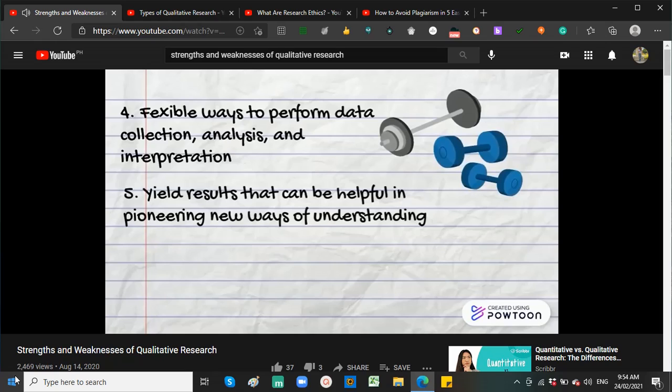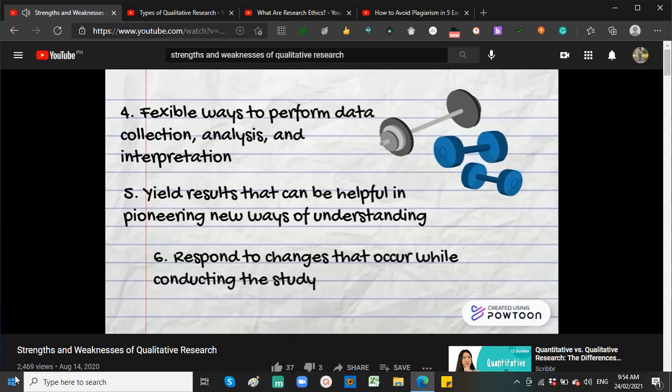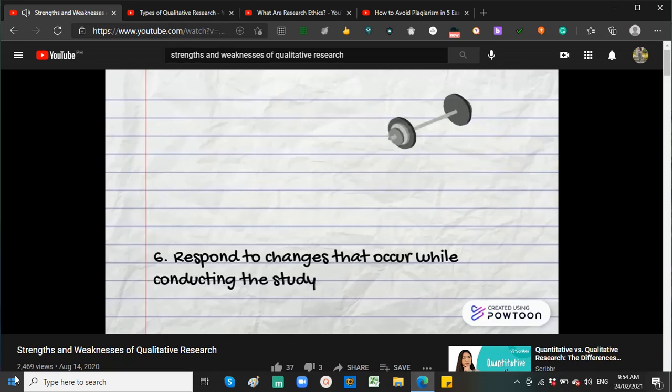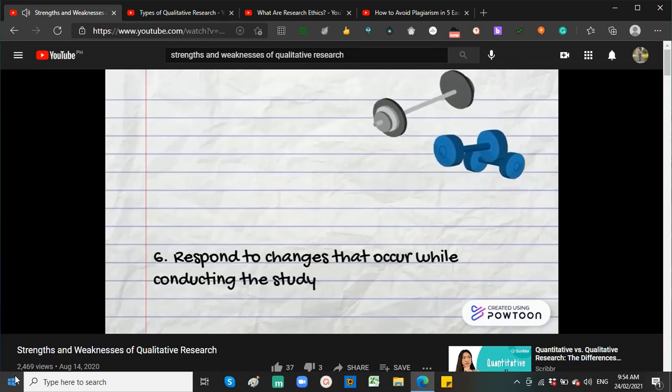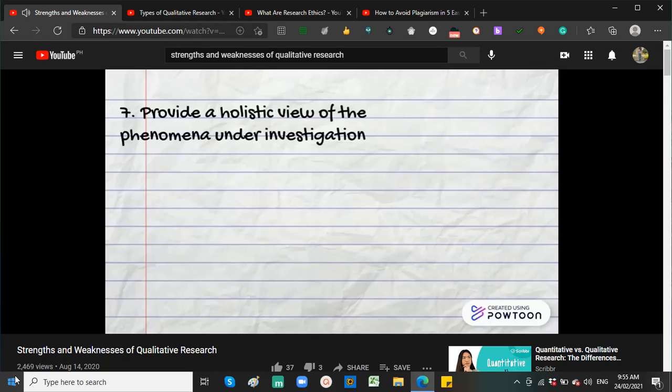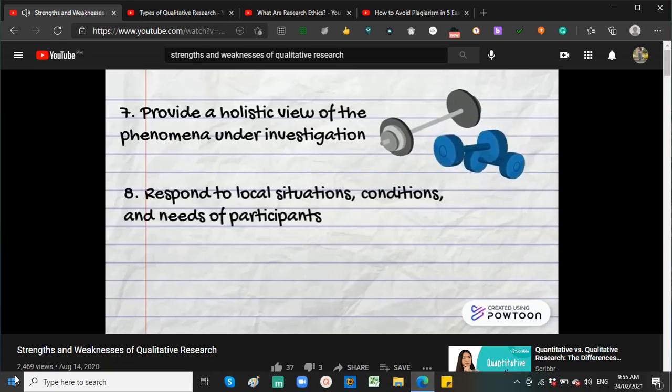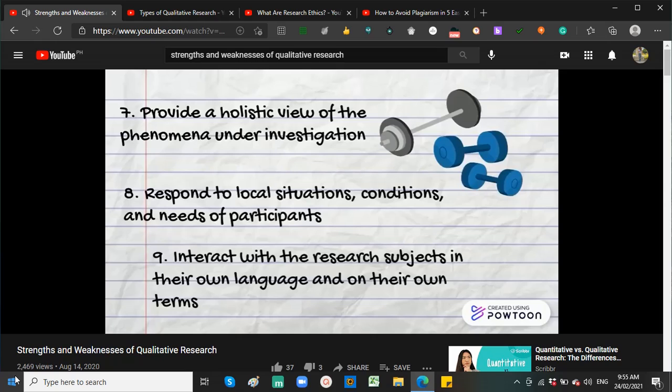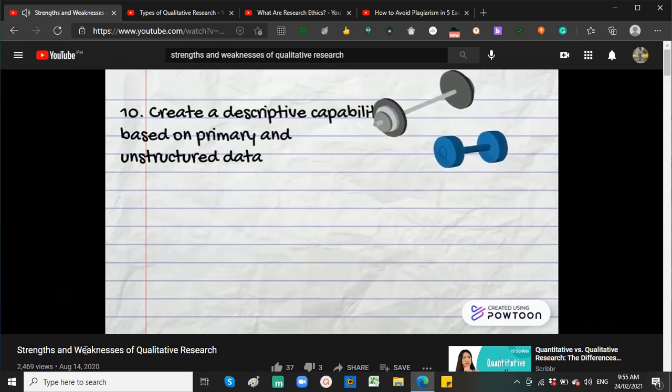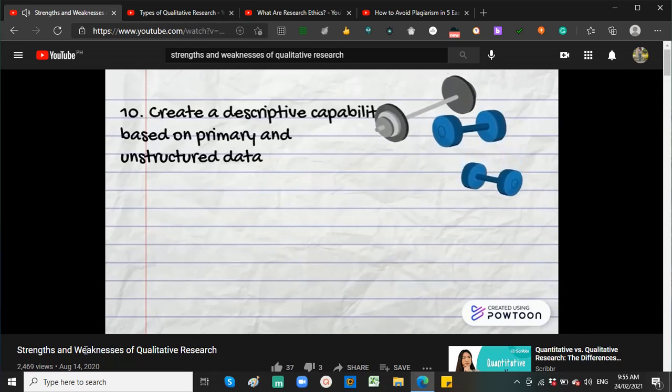It yields results that can be helpful in pioneering new ways of understanding. It also responds to changes that occur while conducting the studies, say for example, extended fieldwork or observation, and offers the flexibility to shift the focus of the research as a result. It provides a holistic view of the phenomena under investigation. It responds to local situations, conditions, and needs of participants. It interacts with the research subjects in their own language and in their own terms. And it creates a descriptive capability based on primary and unstructured data.